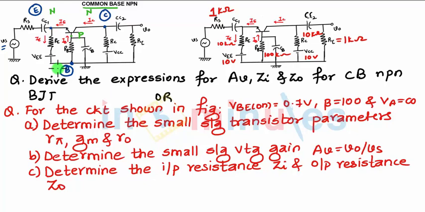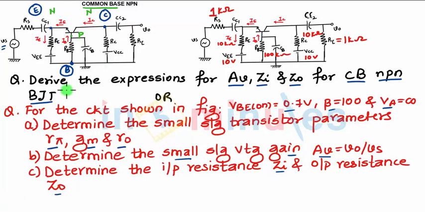Now you can have two types of problems. One is the derivation and the other is the normal analytical problem. Derivation can be: derive the expression for voltage gain, input impedance, output impedance for a common base NPN transistor. Or all the component values will be given in the question. The value of beta, Va, everything is given, and the question is to determine the small signal transistor parameters, that is R pi, Gm and Ro. After that you need to find the voltage gain, Av, and then the input and output impedance. So you can have two types of problems based on this.